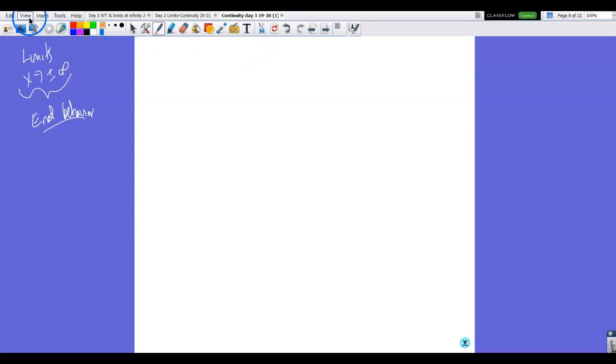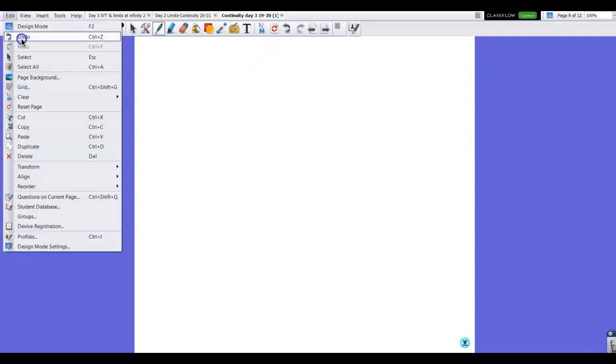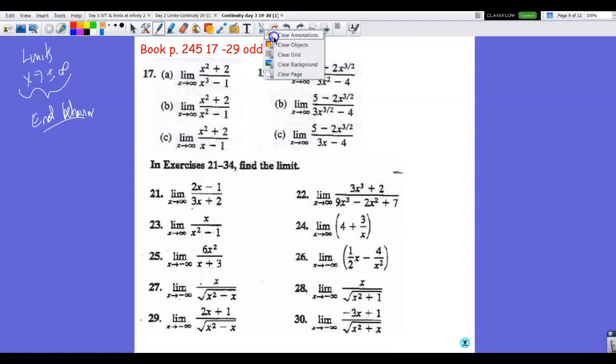Oops, edit undo. I didn't mean to do that. Edit undo. I meant to clear the annotations, so let's do that.